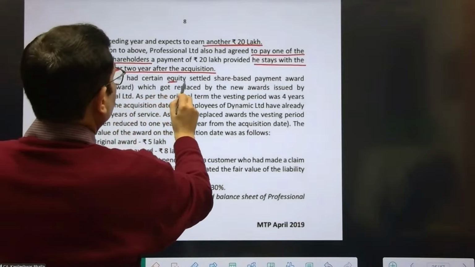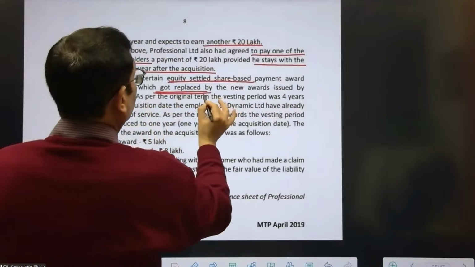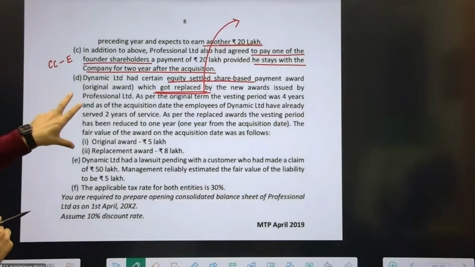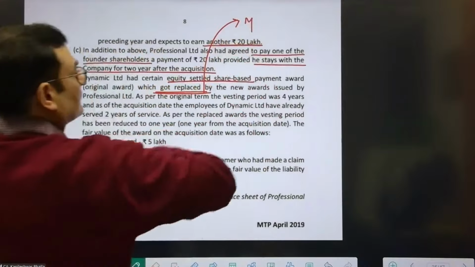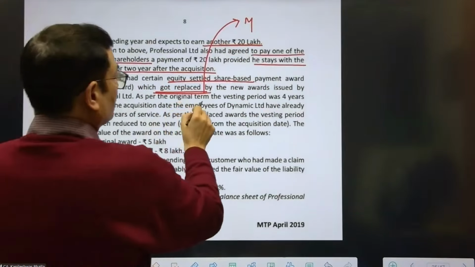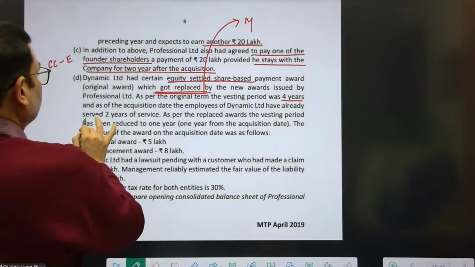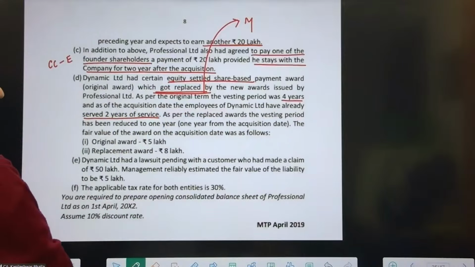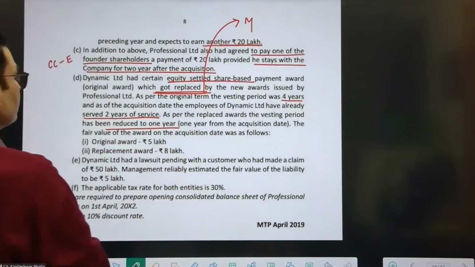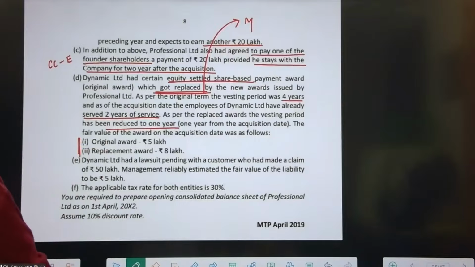Dynamic had a certain equity settled share-based payment award which got replaced. When it says it got replaced, what does this mean? Optional or mandatory? Mandatory. Right. It is replaced by the new awards issued by Professional. As for the original terms, the vesting period was 4 years, and on the acquisition date, they had already served 2 years of service. As for the replacement awards, the vesting period is reduced to 1 year from the acquisition date. The fair value of the awards is given. So this is the fair value of the original and the replaced awards.